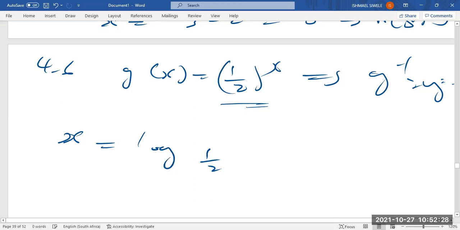Now the exponent is always the answer. This is x. Then now y log. What am I doing here? What I'm doing here is not making sense. The exponent is always the answer. Let me see if I still remember how it works.